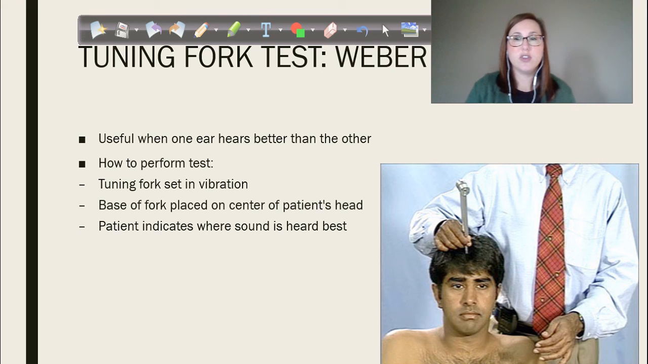So you set the tuning fork into vibration. You see where the gentleman is holding onto the tuning fork. You would take the top part of that, you would hit it against your hand, it makes it vibrate, and then you put the base of the fork in the center of the patient's head. And then the patient tells you where they can best hear that sound.